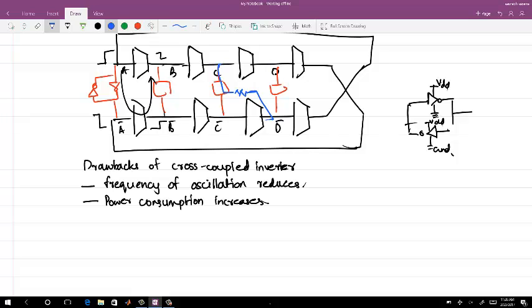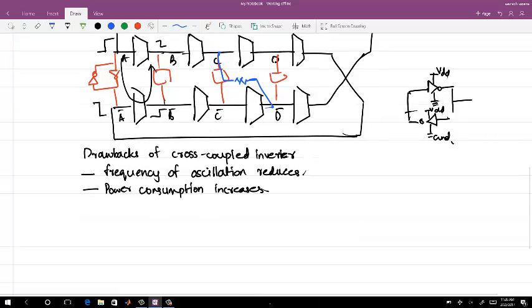Okay, and it helps in maintaining the 0 and 180 relationship between A and A bar. The problem is, if you make the resistance too small, it will reduce the frequency of oscillation. And if you make the resistance too large, then you cannot maintain the differential operation. So there is some optimum value where you can have the maximum frequency of oscillation with a definite resistor. And the power consumption for this will surely be lesser than for the case of the inverter.